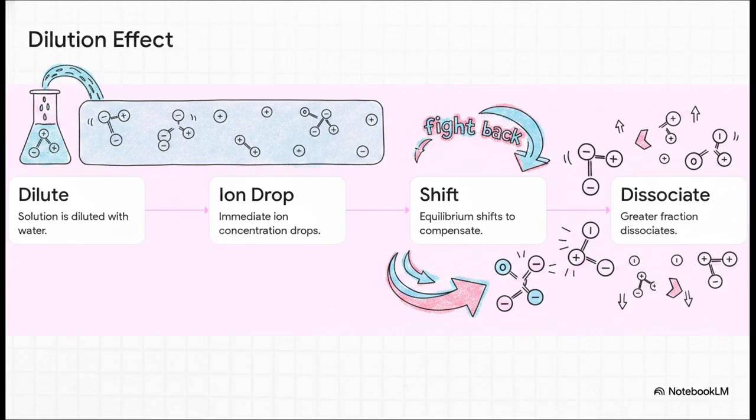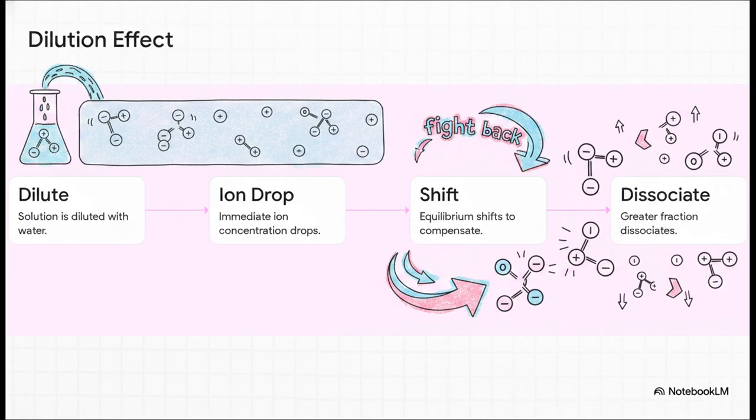Now, step 3 is where the system reacts. Remember, Le Chatelier's principle dictates that a system in equilibrium will always fight back against a change. It absolutely hates this sudden drop in ion concentration. So to compensate, it forces more of those intact, paired-up molecules to break apart, which naturally leads us to step 4. A significantly greater fraction of the original acid dissociates. By simply adding water, we've essentially tricked the chemical system into creating more free ions.